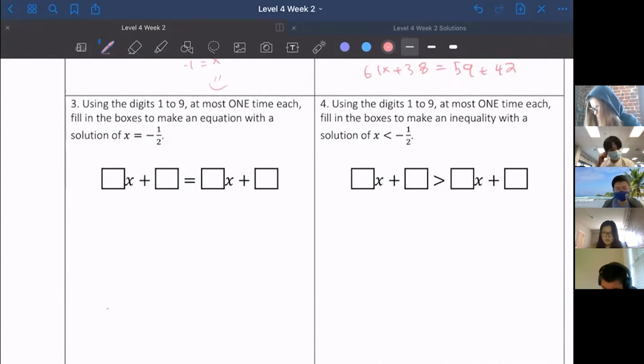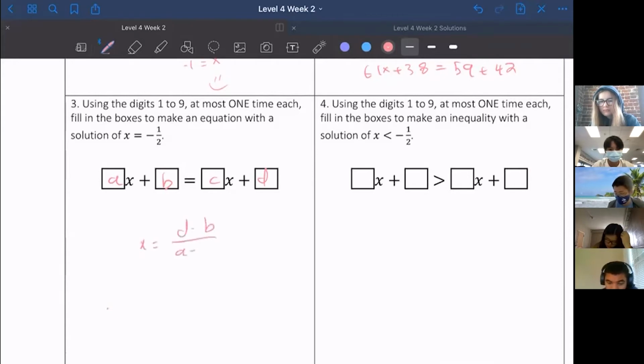If you guys need another hint, I think the best way to approach these problems is by first sticking in a bunch of variables. And then when we solve for x, we're going to get an expression that's like x is equal to d minus b over a minus c. And then using this expression, we start from the back and work forwards. That's how I like thinking about these problems.